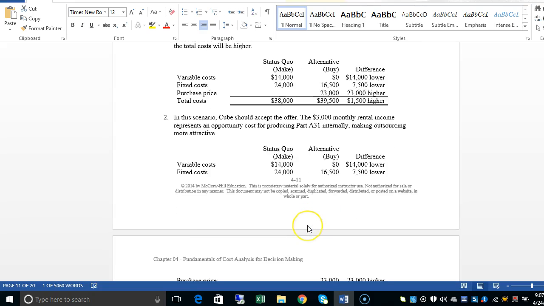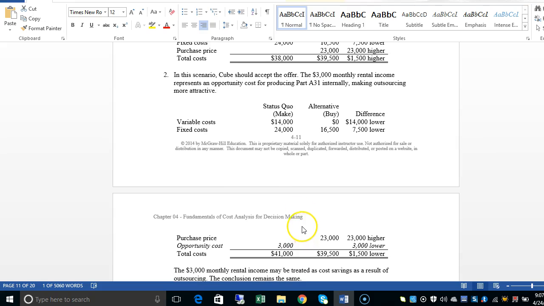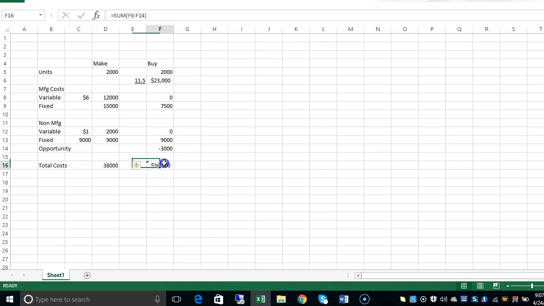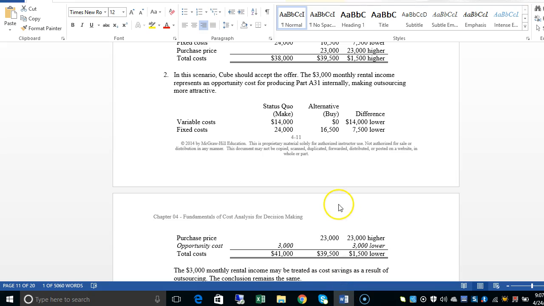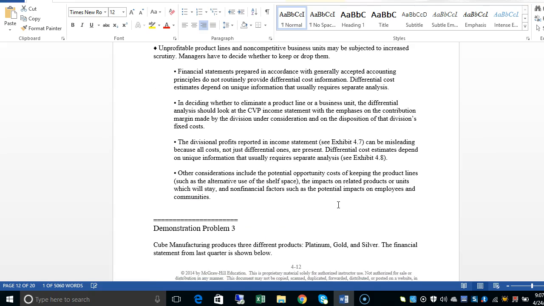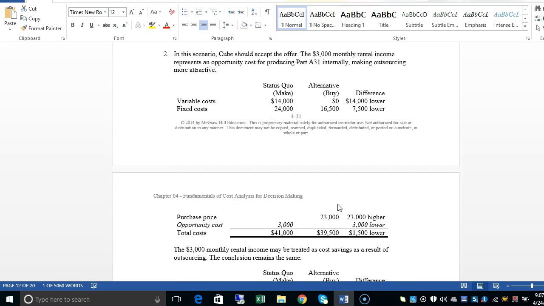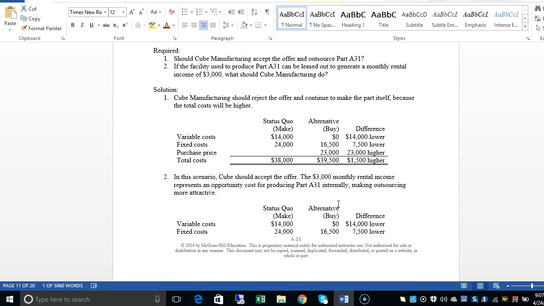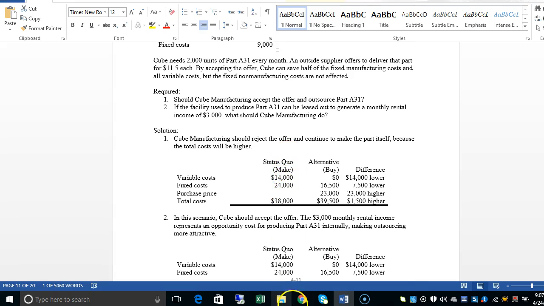And essentially, the way the problem does it here is it adds the opportunity cost to the status quo. I like to subtract it from the alternative. And as you can see, the difference is $1,500 lower. So that's how you go about the approach of doing a make or buy problem in our cost accounting class.